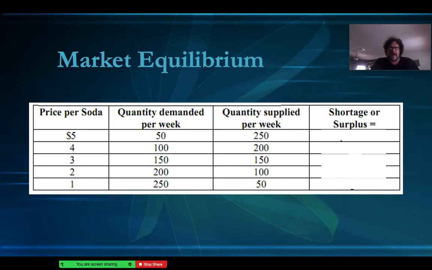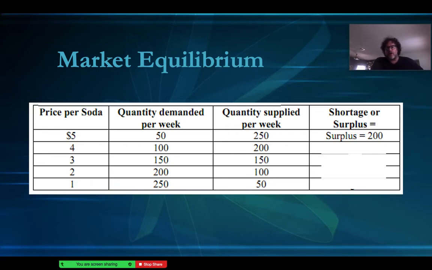So if you look at a price of $5, nobody wants it. Only 50 people want to buy a soda, but suppliers are more than happy to sell 250 sodas a week, right? This is going to result in a surplus of 200 sodas. Now, you can think to yourself, right? This is not anything the government needs to get involved in. I'm going to explain it, but as I go through it, I want you to think about it on your own, right? How do we discourage people from wanting to sell it, and how do we encourage people to want to buy it, right? Think about that, because that's all that happens in the marketplace, right?